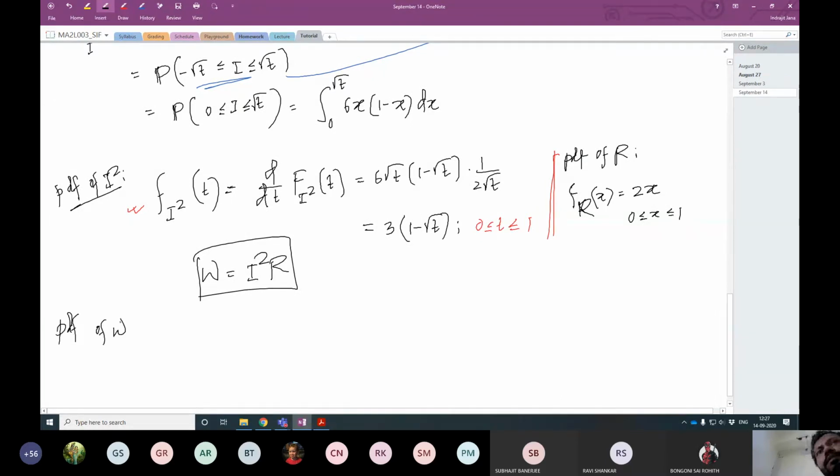So let's write f_W(x). That's going to be 3(1 minus square root of x) times 2x. If you write this, it's going to be 6x(1 minus square root of x), for x between 0 and 1. Okay, so that's the end of the problem. Problem number 17.